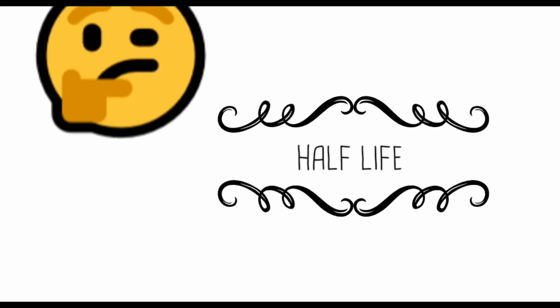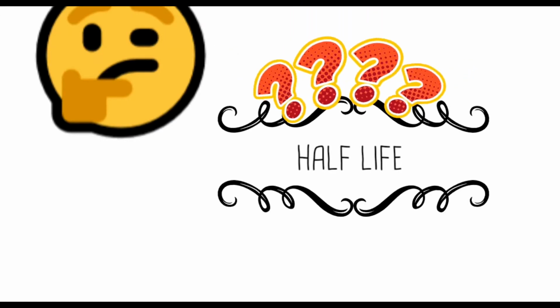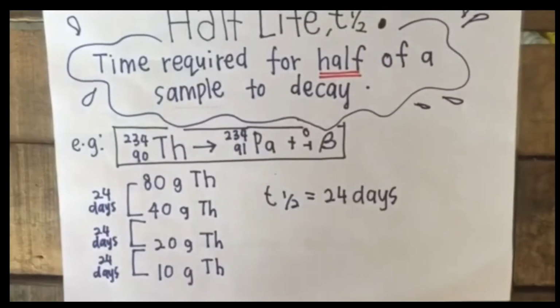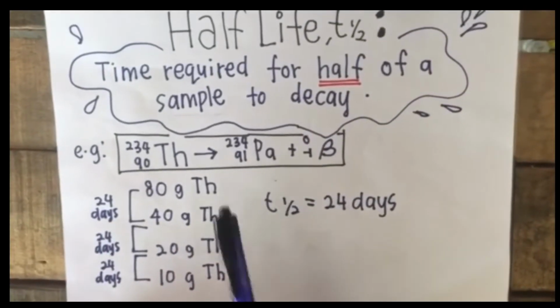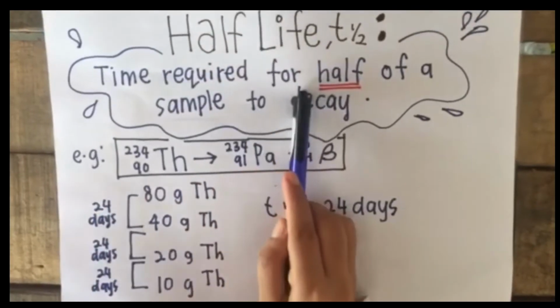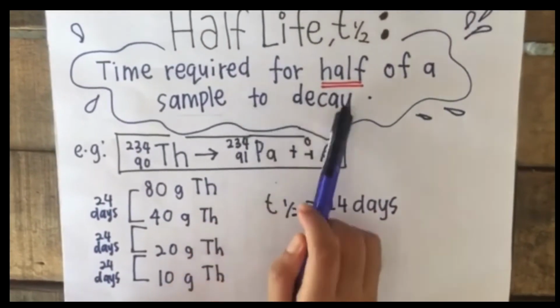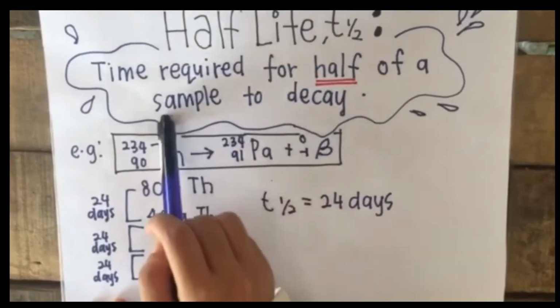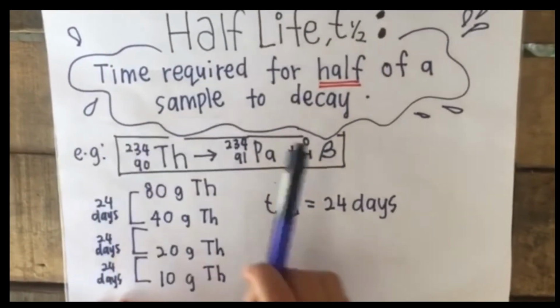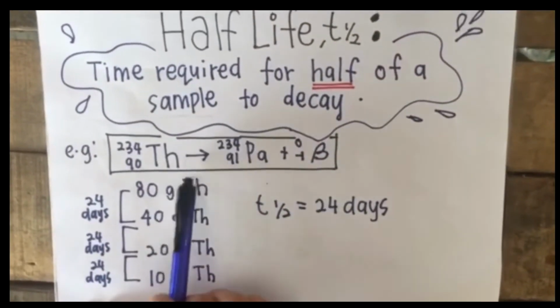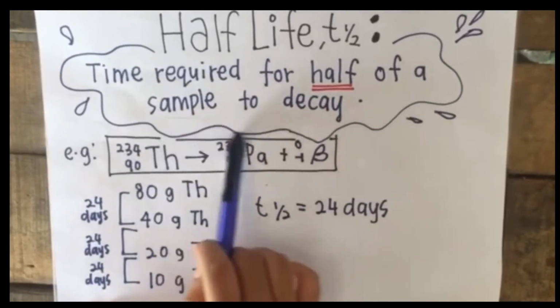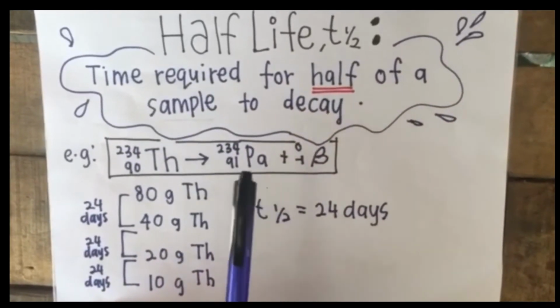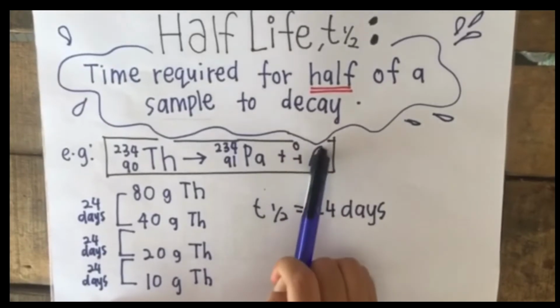Next is about half-life. Do you know about half-life? Let's check it out. Basically, half-life is the time required for half of a sample to decay. The half-life actually depends on the sample we use. This is one example, where thorium turns into protactinium by beta decay.